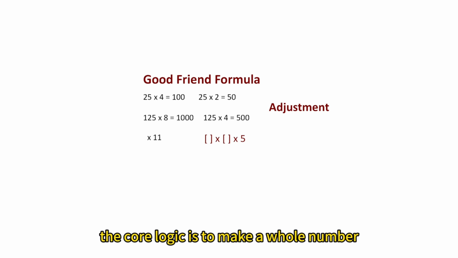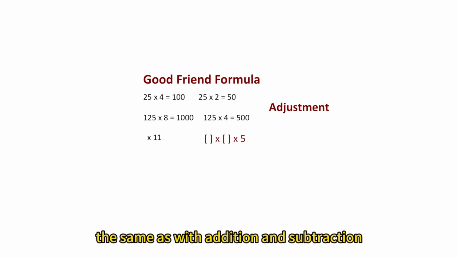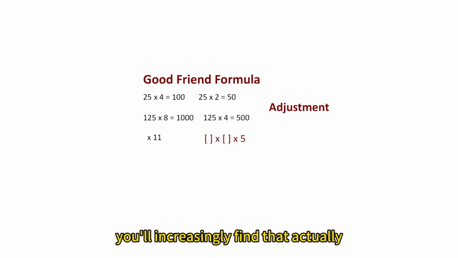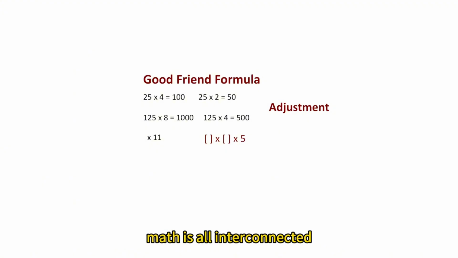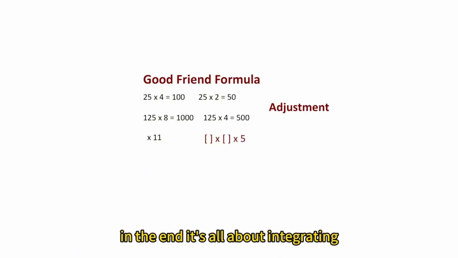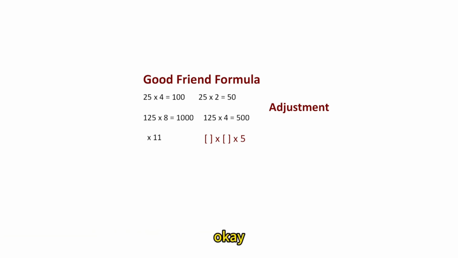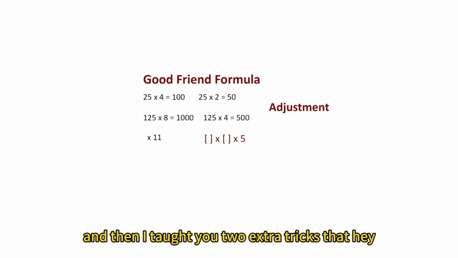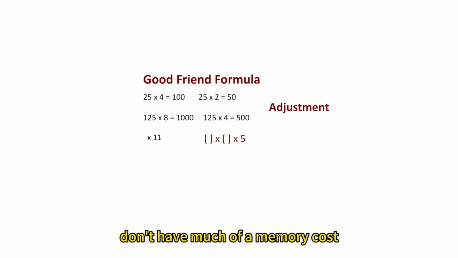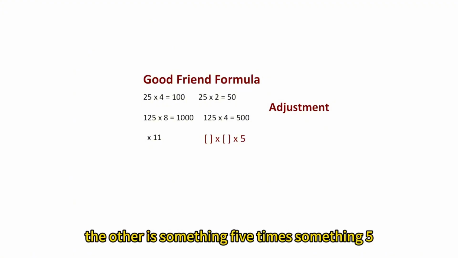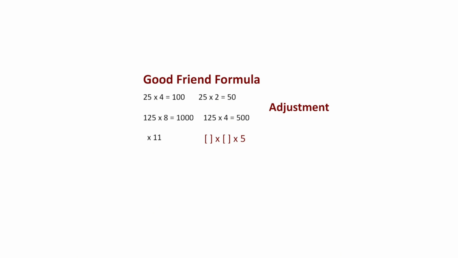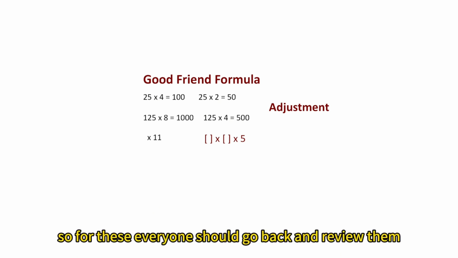The core logic is to make a whole number, the same as with addition and subtraction. You'll increasingly find that actually, math is all interconnected. In the end, it's all about integrating and understanding everything. You can't learn each thing as if it's brand new. Okay, and then I taught you 2 extra tricks that don't have much of a memory cost and are easy to calculate. One is multiplying by 11, and the other is something 5 times something 5. So for these, everyone should go back and review them well.